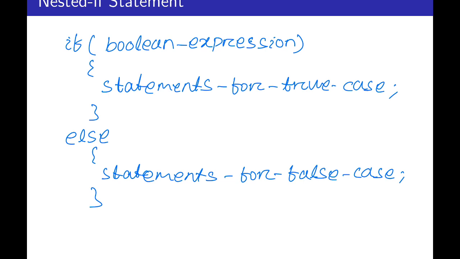So we will see one example. If i greater than k, so here we need to write the statements for the true case. So here we can write any legal Java statement, and if else is also a legal Java statement, or we can say one way if, two way if, both are legal Java statements. So here we can write a one way if or a two way if.